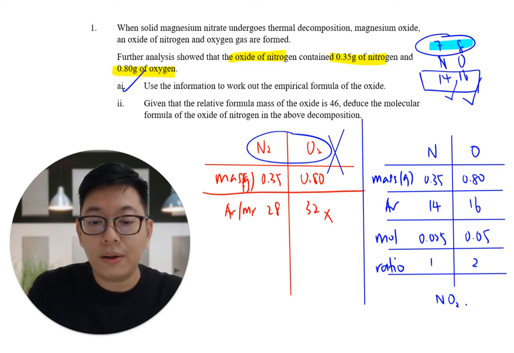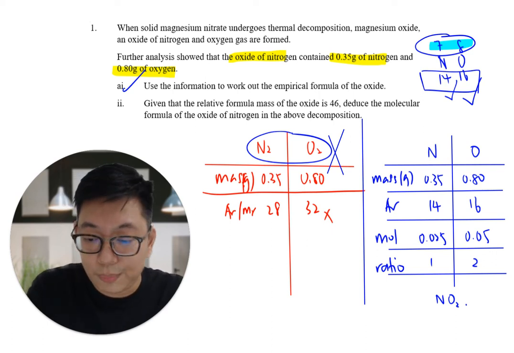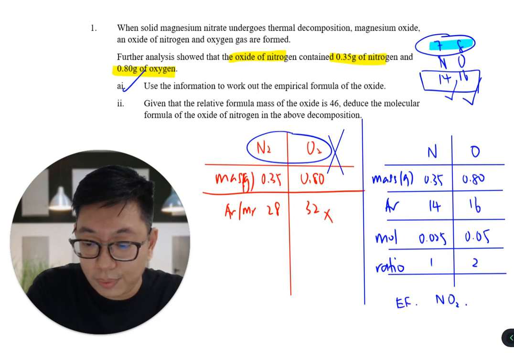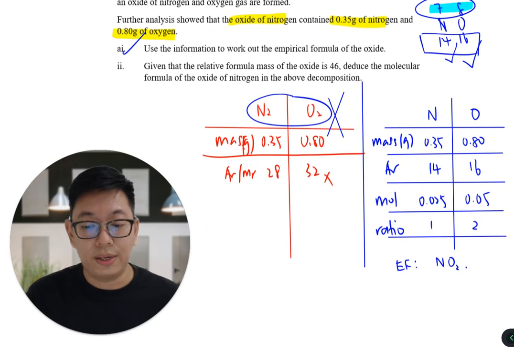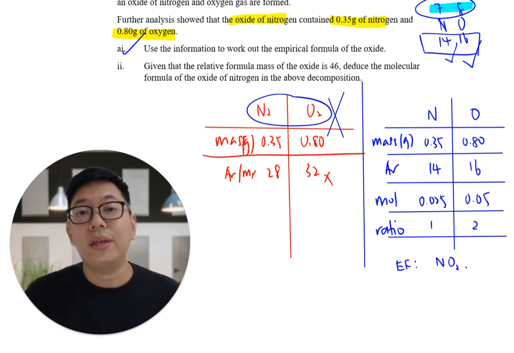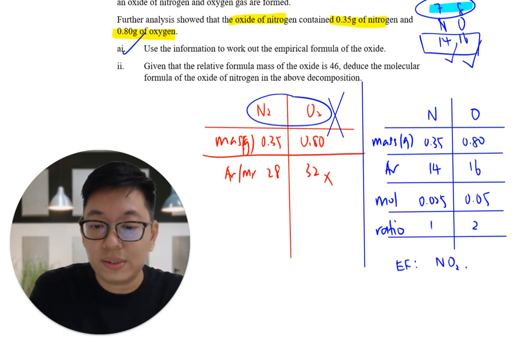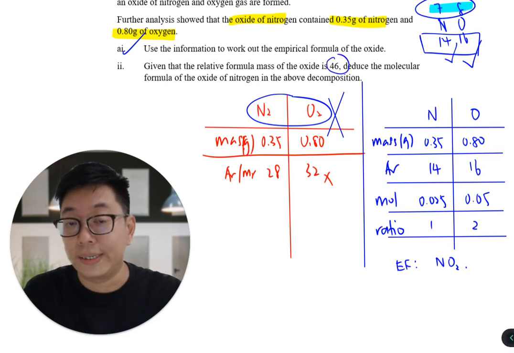Part 2, alright, now we don't know, so this is the empirical formula, yeah, empirical formula. And the empirical formula gives us the simplest ratio. So we don't know if the actual formula is NO2, N2O4, N3O6. To find the actual formula, they're going to give us the MR, 46.